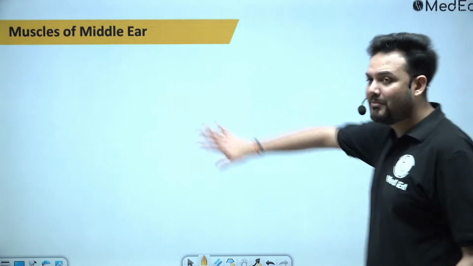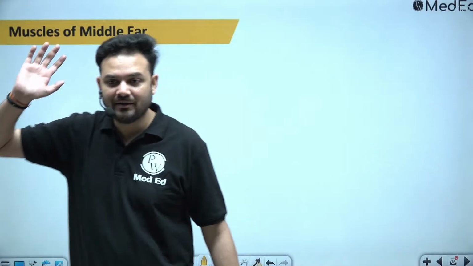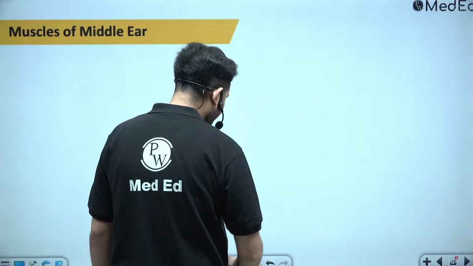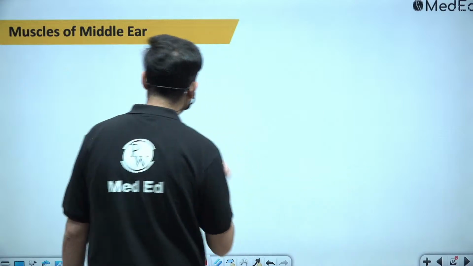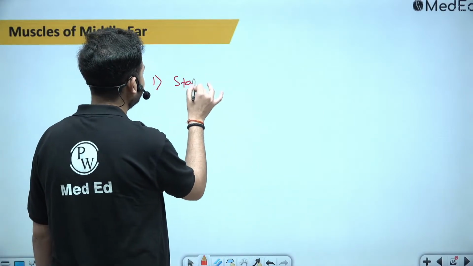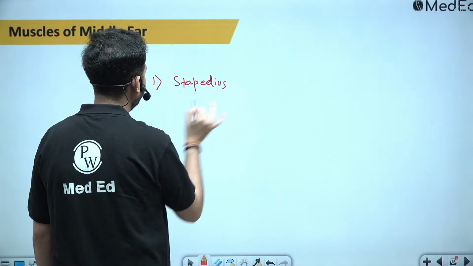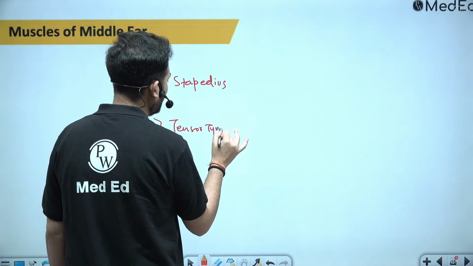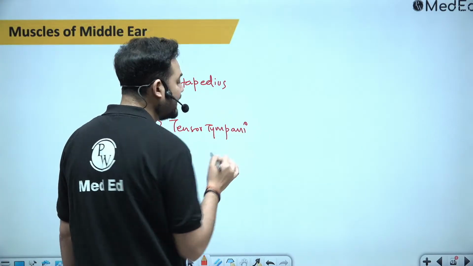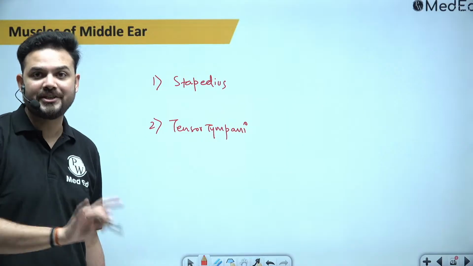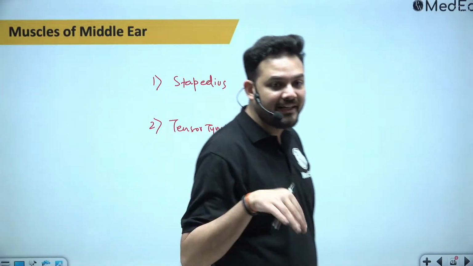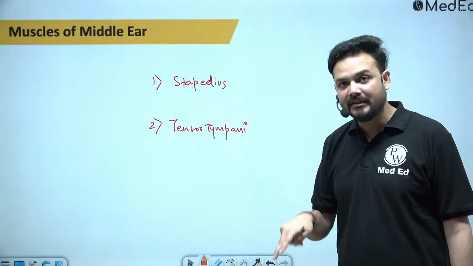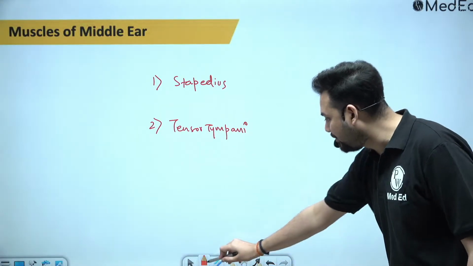Okay, we have already read this in detail, that there are two muscles in the middle ear. Which muscles? This is also a question. One is stapedius and the other is tensor tympani, and we already know about this. But what I have not told you is their nerve supply. This is also a question to you: what is the nerve supply of stapedius, and what is the nerve supply of tensor tympani? Both these muscles are in the middle ear, but their nerve supply is different.